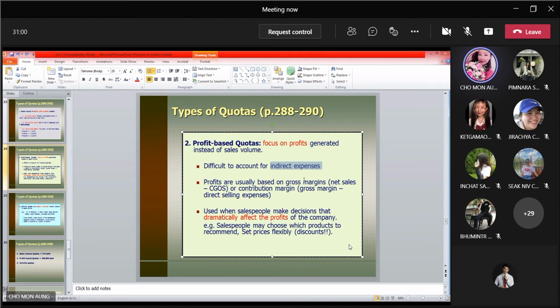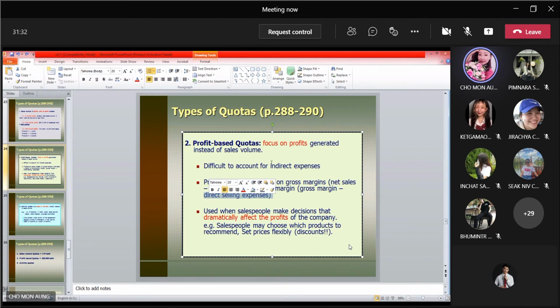Or that gross margin, we also deduct the direct selling expenses, we come up with the contribution margin. That was before midterm, we studied already. So it's difficult to know what the direct selling expenses in the market are. For example, actual traveling expenses of salespeople, we don't know, okay? Actual, let's say gasoline and some other expenses. We don't know, therefore, it is difficult to calculate the profit.